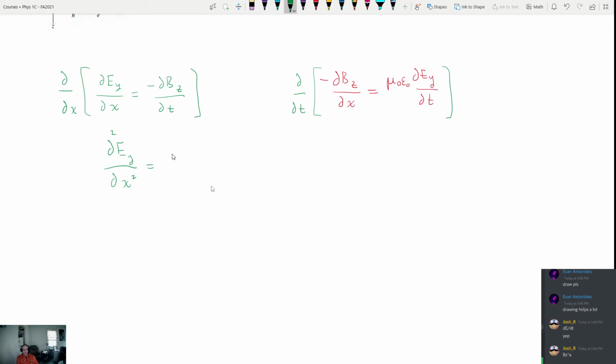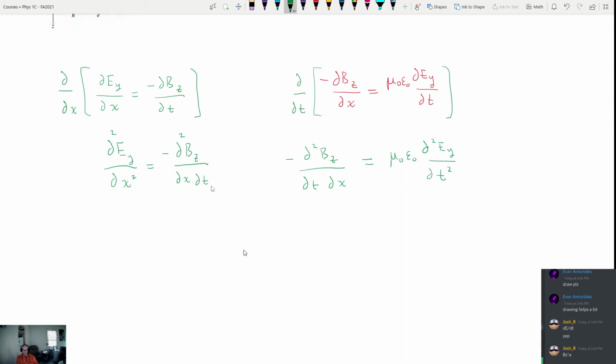This will now become a mixed partial derivative, negative del Bz. The way we write these is you put a 2 right here, and then it's a mixed partial, so you put del x and then del t down here. For this one, left-hand side, we're going to get negative del 2 Bz over del t del x. And on the right-hand side, we'll get mu naught epsilon naught, second time derivative now of this, so del 2 Ey over del t2.